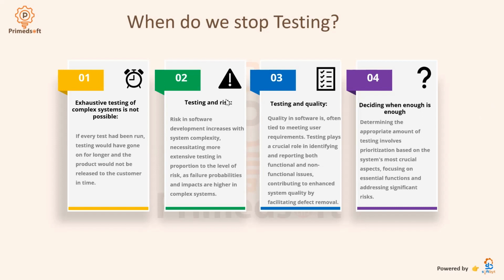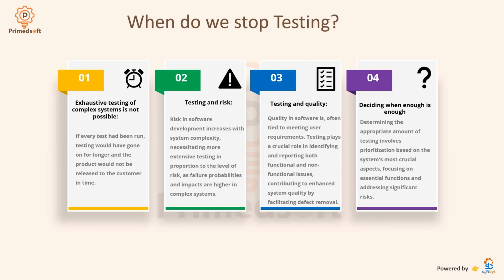So the next one is testing and risk. Risk in software development increase with system complexity, right? Once the system is complex, the risk increase. I've been in a project where I have to test very complex softwares. It's very difficult to navigate, and the risk is high, right? But then you have your acceptance criteria, you have your requirement to guide you, right? You have to choose the appropriate testing technique to use, and that will help you test that particular software properly, ensure that you reduce the risk.